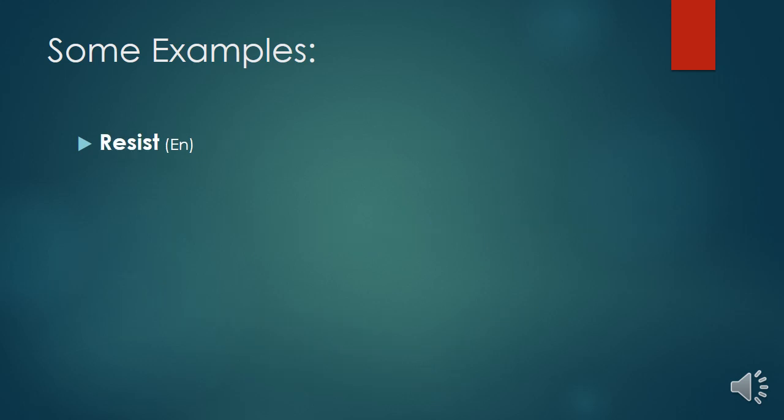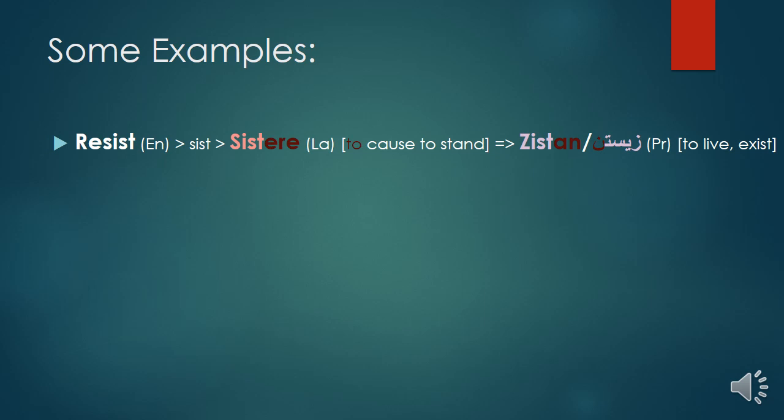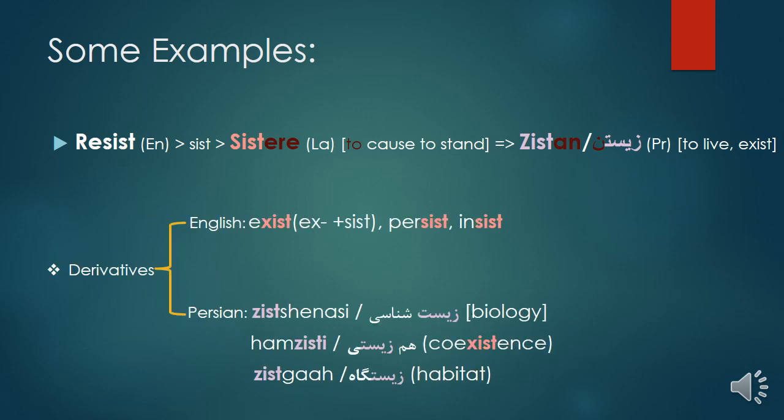Next verb is resist, composed of re and sist. In Latin, the origin is sistere or resistere, that means to cause to stand. In Persian, zistan, which roughly has the same meaning as sist: to live, to exist. Again, if we eliminate the suffixes, what remains is sist in Latin and zist in Persian. There are interesting derivatives like exist, زیست شناسی، همزیستی, and زیستگاه.